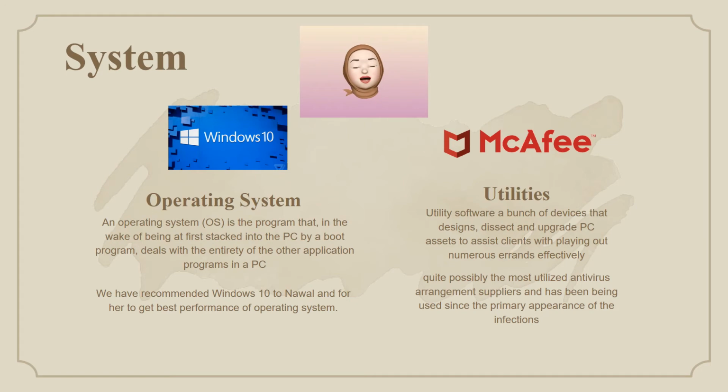Utilities software is a group of tools that configure, reset, and upgrade PC resources to assist a user with performing numerous tasks effectively. So we have recommended McAfee for Nawal. McAfee is possibly one of the most used antivirus solution providers and has been in use since the first appearance of the virus. And for our information, McAfee was founded in 1989 by John McAfee and provides a full range of security products, such as antivirus, firewall, and anti-spyware programs.